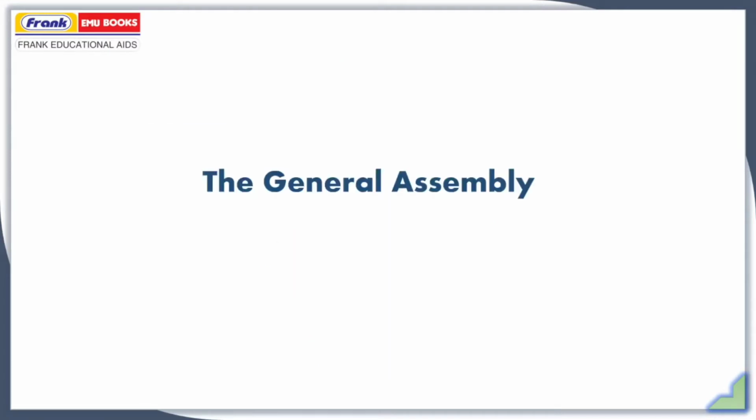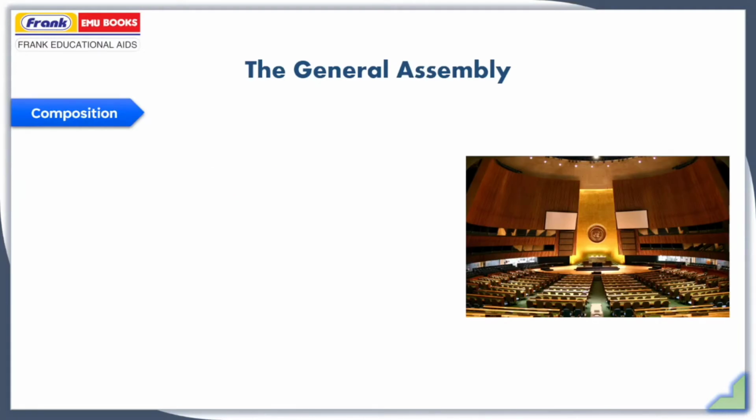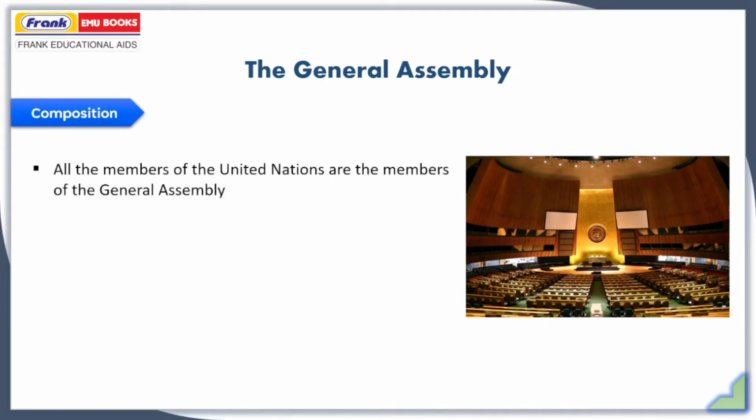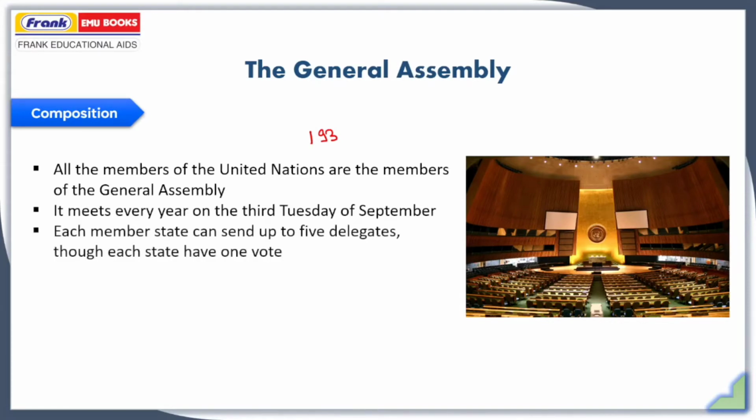Now, move ahead to the General Assembly. So, the General Assembly is like a legislative body of the United Nations. The composition of the General Assembly is like this. All the members of the United Nations are the members of the General Assembly. As we know, currently 193 members are in the United Nations. So all these countries are also the members of the General Assembly. It meets every year on the third Tuesday of September. Each member state can send up to 5 delegates, though each state has one vote. Special sessions may be convened by the Secretary General of the United Nations.